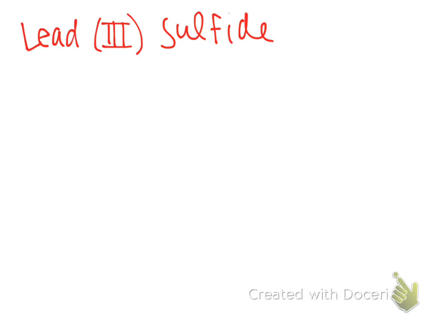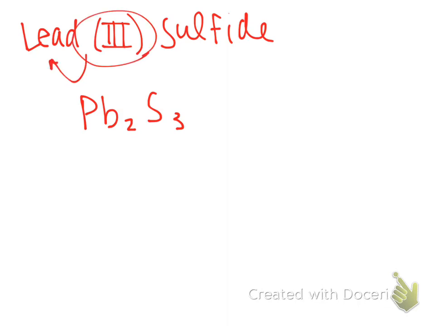Okay, Aiden, what do you think? I got Pb2S3. Raise your hand if you agree. Perfect. Good. Lead is a +3. Sulfide is a -2. Very good. Any questions with that? So Roman numerals are important. They always tell us the positive charge that goes with that cation. Okay, always tells us the positive charge. Okay, let's try a couple more. I'm going to give you the formula now.